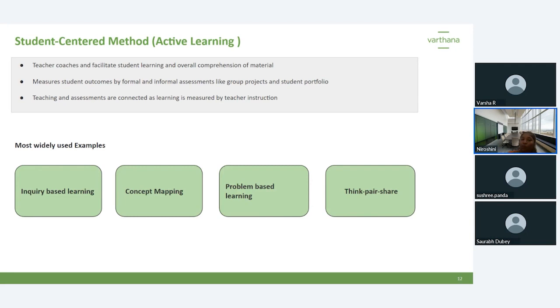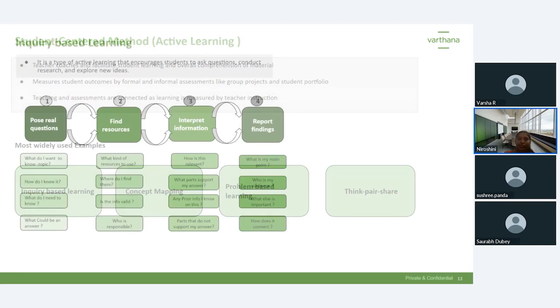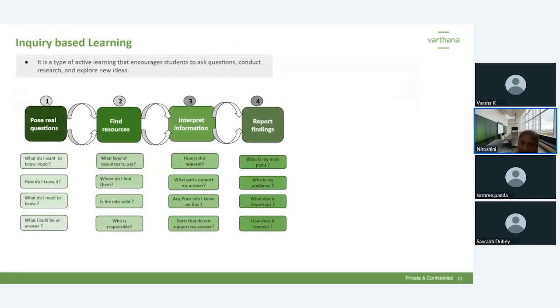So let's see widely used examples of student-centered methods. What are the important methodologies that we need to use for a student-centered method? Let's look at the first method. It is inquiry-based learning. Second would be concept mapping, then problem-based learning, and then think, pair, and share. These are widely used methodologies in student-centered methods.